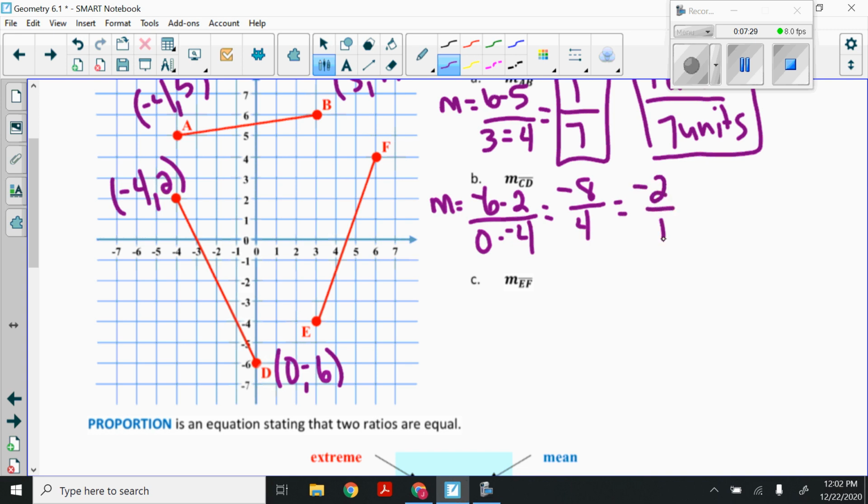Remember that we have to leave that 1 alone. Anytime we're doing a ratio, we will have 2 numbers. So I can say -2 units over 1 unit. There's our ratio.